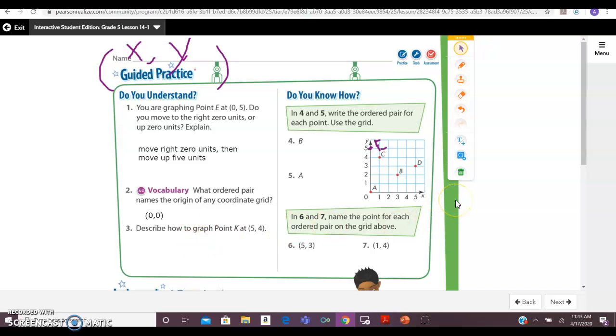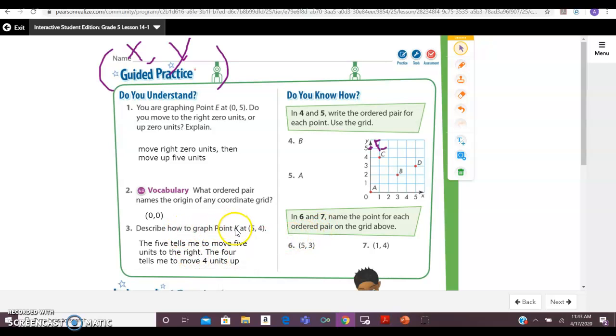Describe how to graph point K at 5, 4. So our 5 tells us that we need to go to the 5 tells me to move 5 units to the right. The 4 tells me to move 4 units up.